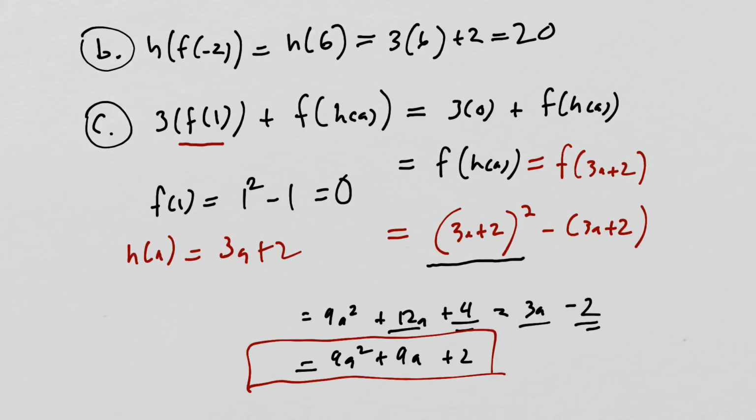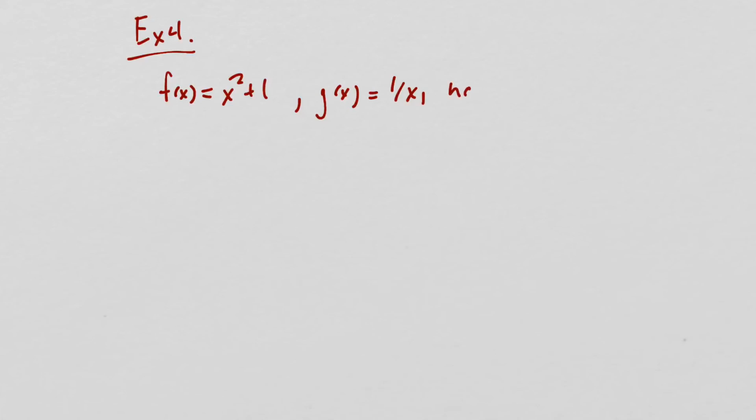Another way of evaluating composite functions is we can replace x with f of x in our function first and then evaluate. In this next example, we're going to do this the alternative way. Example number 4. Suppose we're given 3 functions. F of x is equal to x squared plus 1, g of x is equal to 1 divided by x, and h of x is equal to x plus 3.